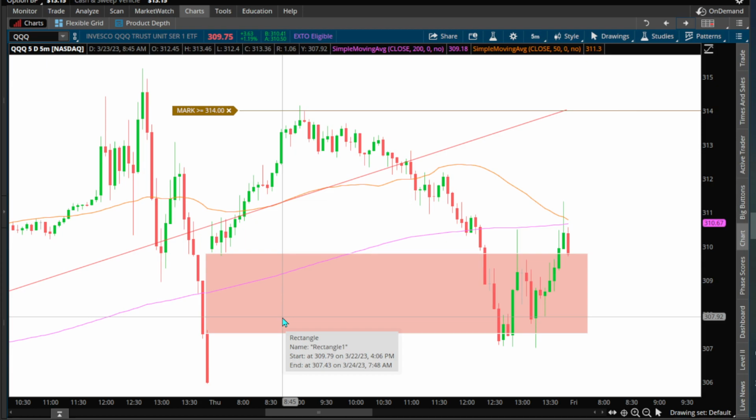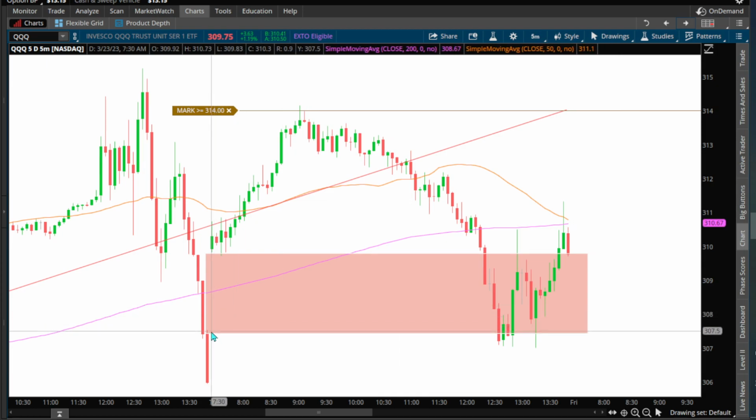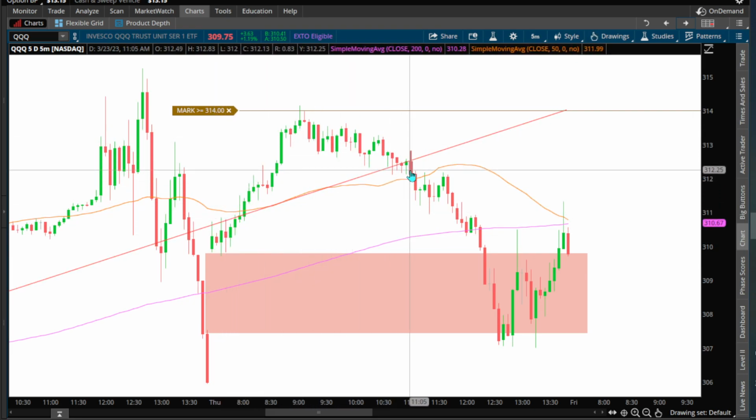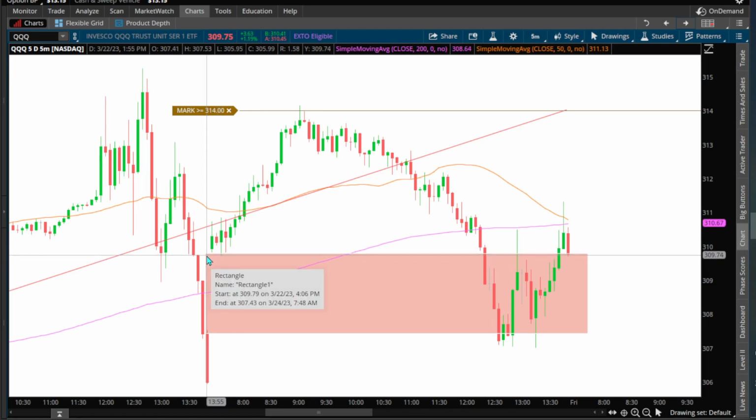On the shorter time frame, we also produced that massive gap right here. And then we went back above this support trend line, and then you can see that we faded. So right there, we faded. And then ultimately, we actually closed above this gap zone right here. So that's the difference between QQQ and SPY. QQQ is just a little bit stronger here.